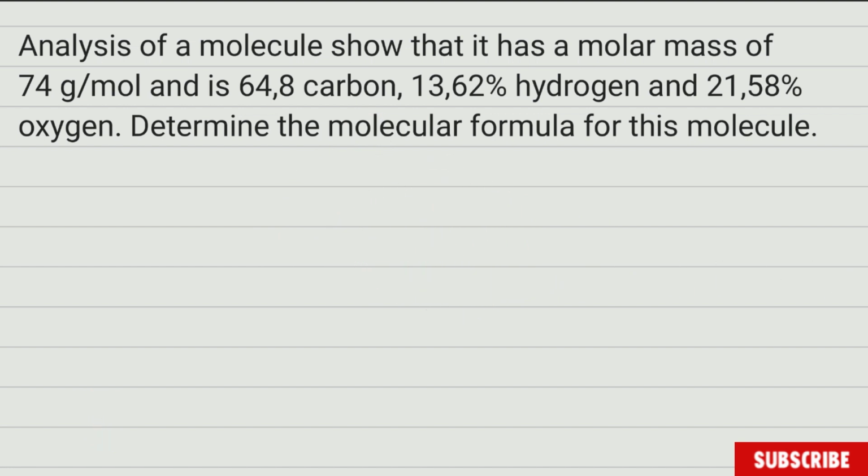Now the question says: analysis of a molecule shows that it has a molar mass of 74 grams per mole and is 64,8% carbon, 13,62% hydrogen and 21,58% oxygen. Determine the molecular formula of the molecule. To determine the molecular formula, the first thing we have to do is get the empirical formula.